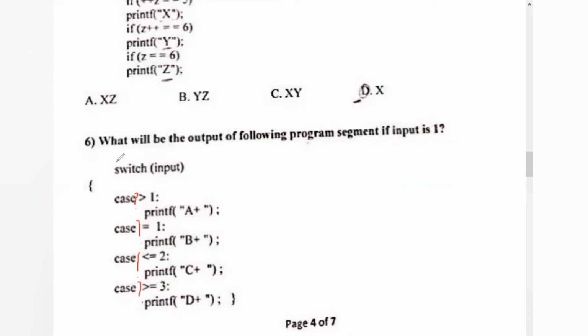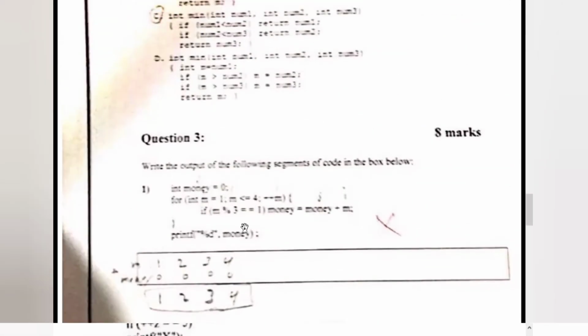The value is not compared here. Okay, compared. This small code snippet: money is 0, n equals to 1, and it will run up to 4. We will go to this. So n modulo 3 equals to 1, which is not 0. So this will not execute.